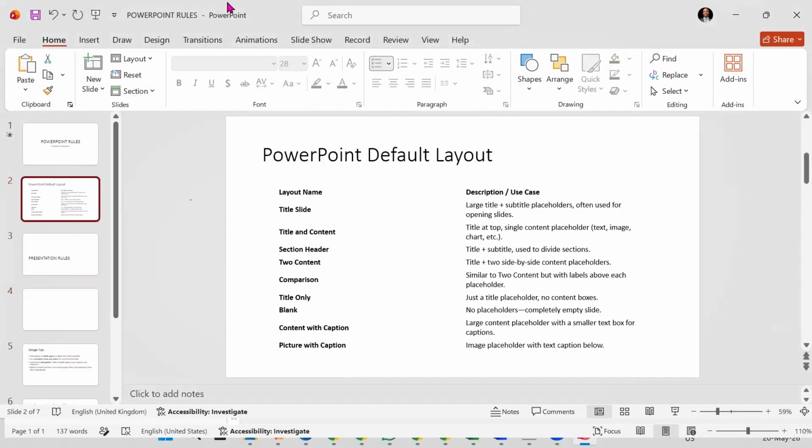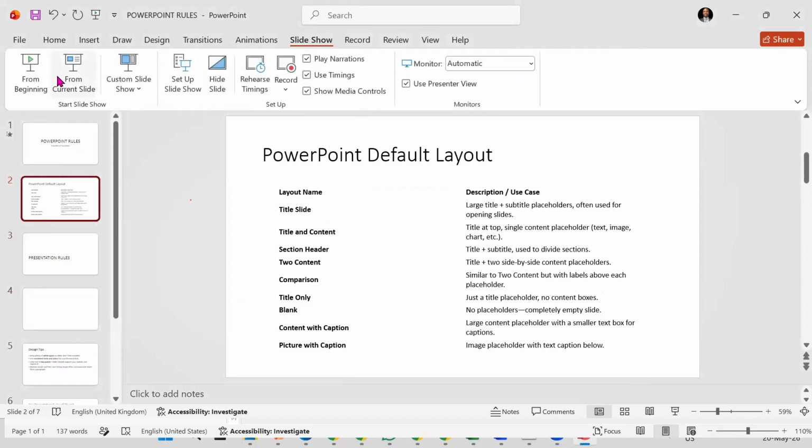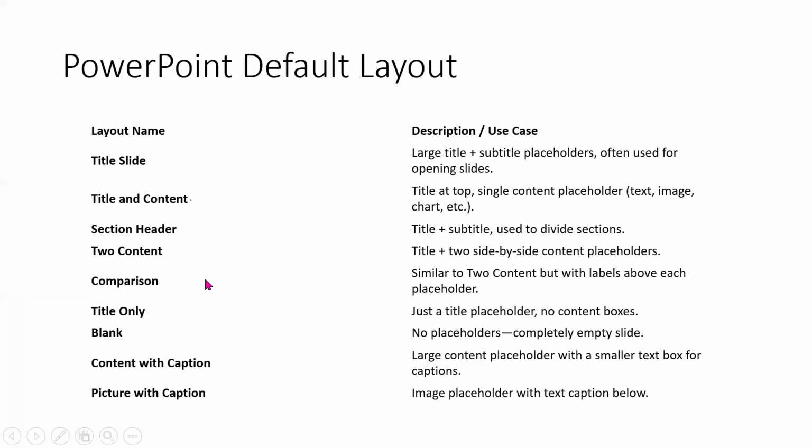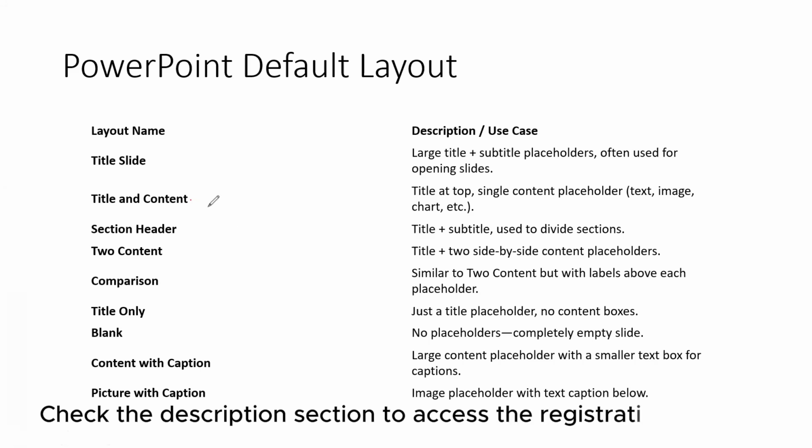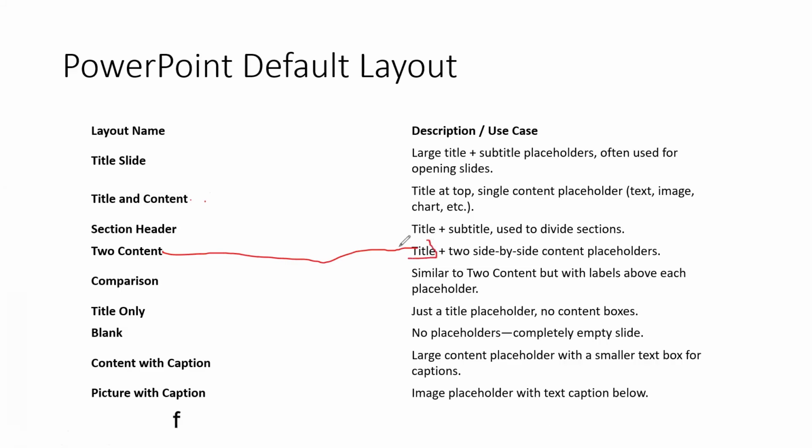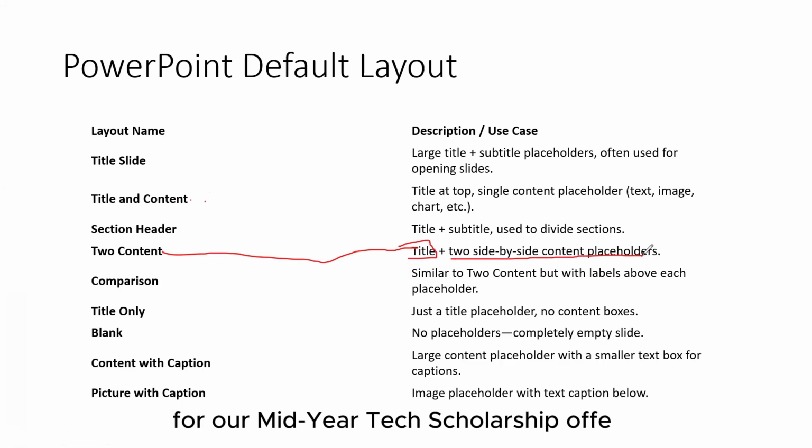One thing to note whenever you are using these two content is that you can decide to put content on the left and content on the right, and you can also decide to put maybe an image on one side and content on the other. All of those things, there's no limit to what you can do for the two content. So, title at the top, then two side-by-side content placeholders for you to put content. Then we have comparison.